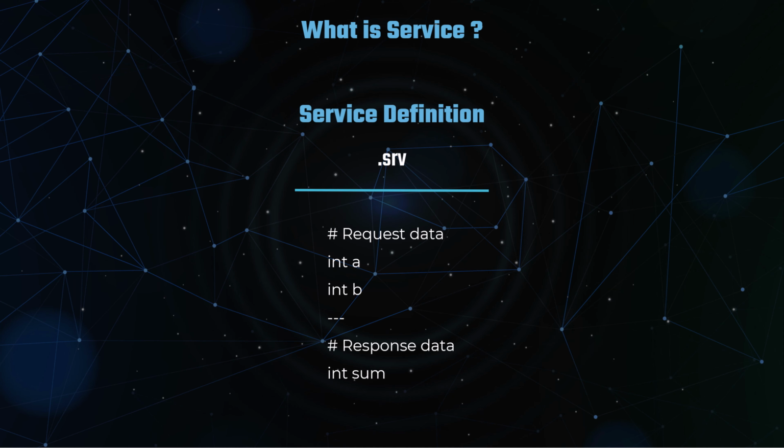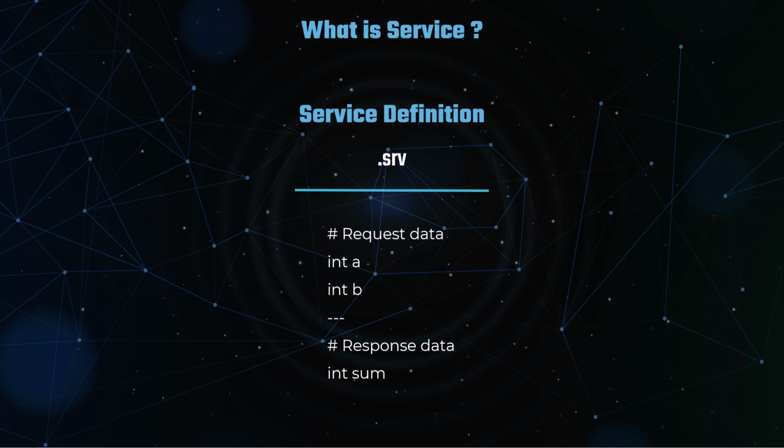In ROS2, services are defined using a simple yet powerful data structure format known as .srv files. These files allow you to specify the structure of the data that will be exchanged between nodes. An .srv file consists of two fields: request data, the input sent by the client to the server; and response data, the output returned by the server to the client.